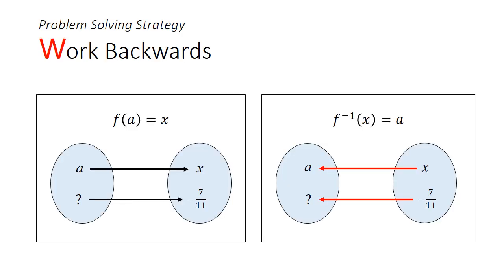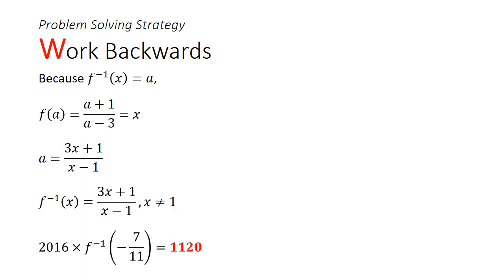Now, the strategy here is to work backwards. If the inverse function of x gives us a, then f of a should give us x. Substituting a into the function, we get (a plus 1) over (a minus 3), which must give us back the original x. Making a the subject of the equation, we get a equals (3x plus 1) over (x minus 1). This gives us the inverse function. If you put everything together, we will get a result of 1120.